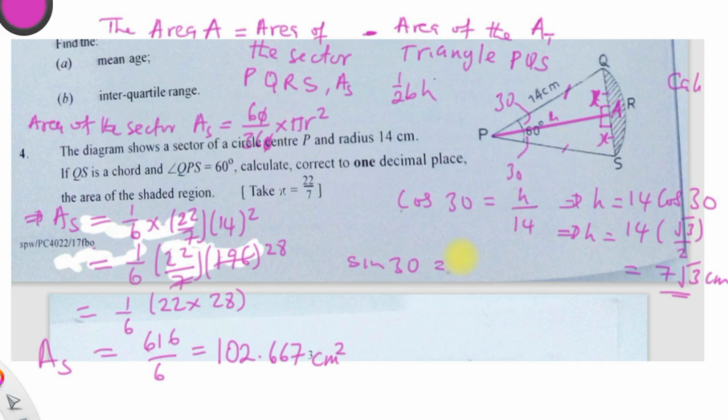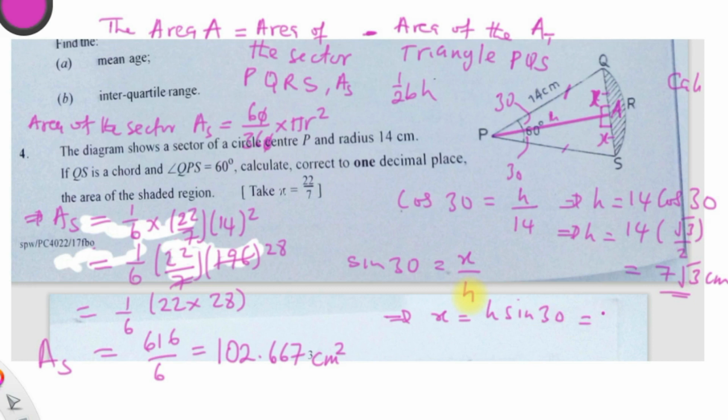X, where the angle, the side that faces the 30 degrees angle, is equal to opposite over hypotenuse. So what does it imply? We are looking for X. So this implies that X is equal to H sin 30, which is equal to H, the hypotenuse. This is the hypotenuse.